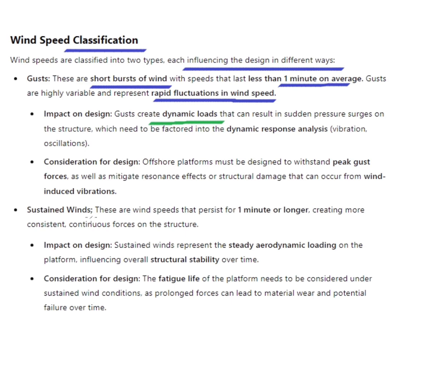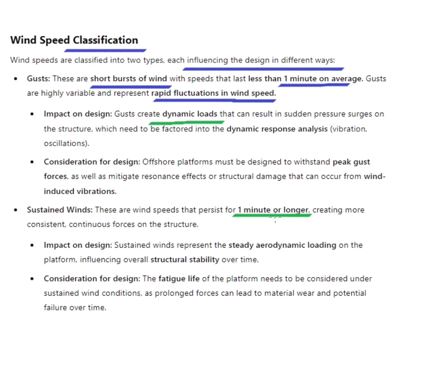Next one is sustained winds. These are wind speeds that persist for 1 minute or longer. This is the major difference. Anything less than 1 minute on average is a gust, which usually represents rapid fluctuation in the wind speed. But if it persists for 1 minute or longer, creating more consistent and continuous forces on the structure, you could say that the wind is getting sustained.